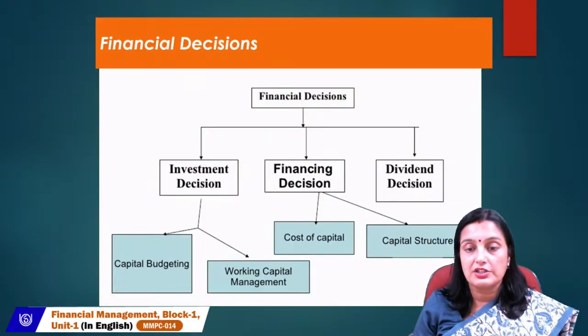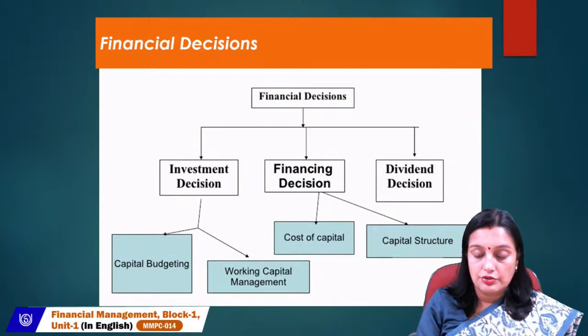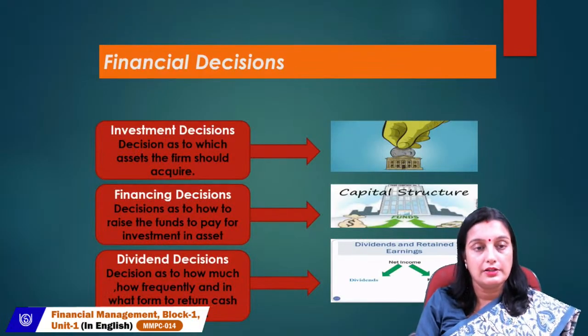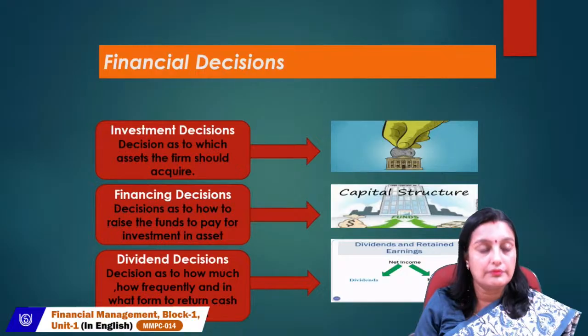And the capital structure I have already explained in the first slide. It is the combination of the various sources available for your financing, right? So these three financial decisions are very, very important for the business. Now moving ahead, I have already explained these things in the previous slide. You can see the overview from here.